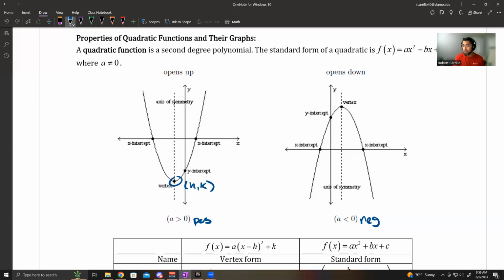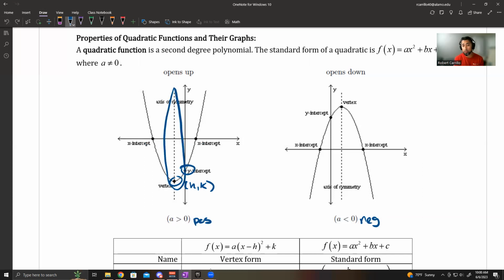Okay, and again, the other characteristics, you will always have a y-intercept on your parabola, and then we come to x-intercepts. So depending on your function, you may have 2 x-intercepts, you may have 1 x-intercept, or you may have no x-intercepts. It all depends on your function. So you could have 2 x-intercepts, 1 x-intercept, or no x-intercepts. And you will always have an axis of symmetry.